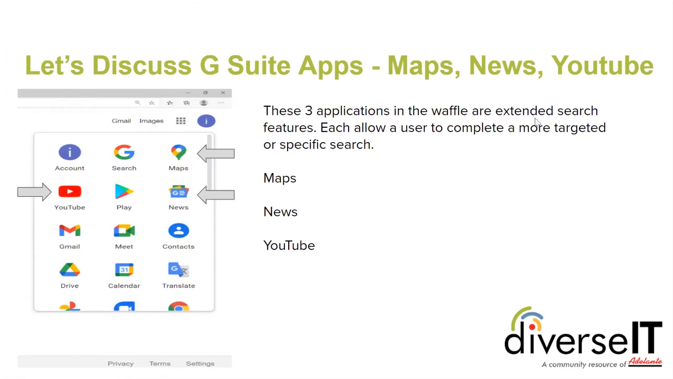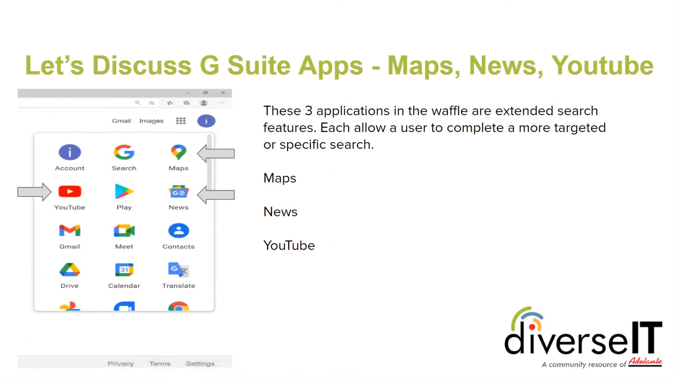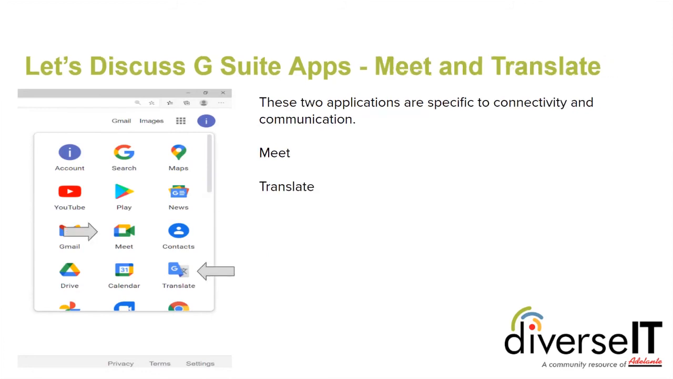These three applications of the Waffle are extended search features. Each allows a user to complete a more targeted or specific search. Maps, of course, is a search that allows you to get from point A to point B. News allows you to search current events or periodicals. And YouTube is a video service. It does allow you to search, but be careful what you search for, because a lot of the material is not curated or proofed, so it could be something very misleading.